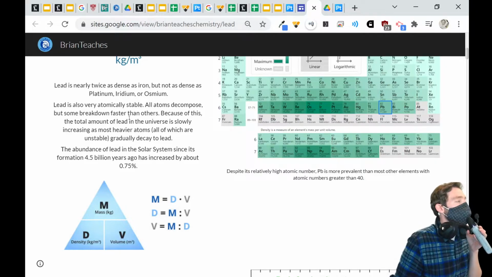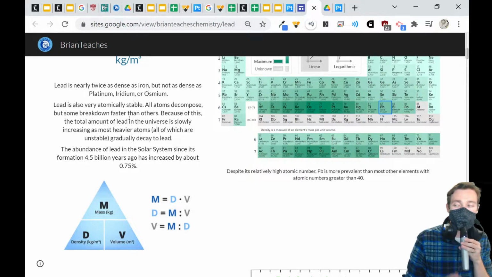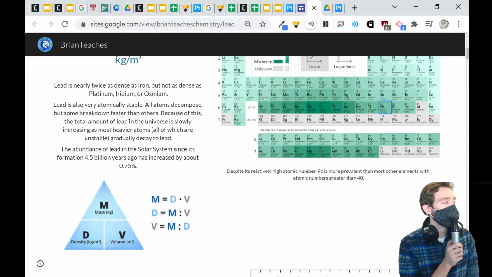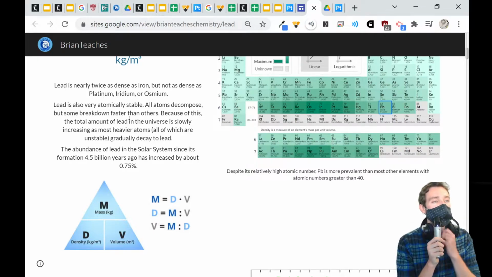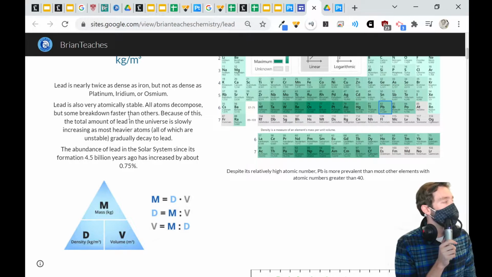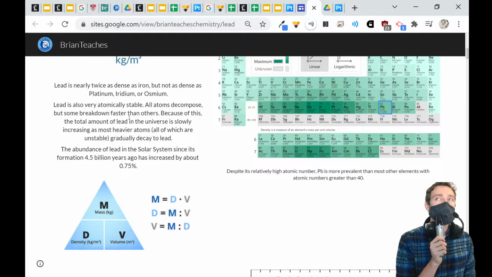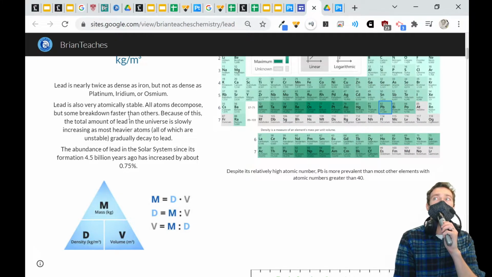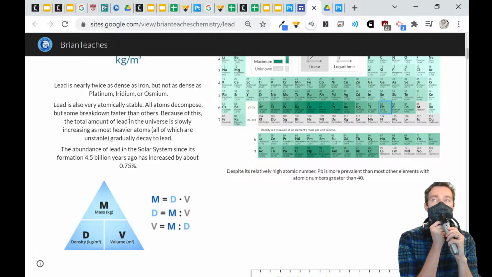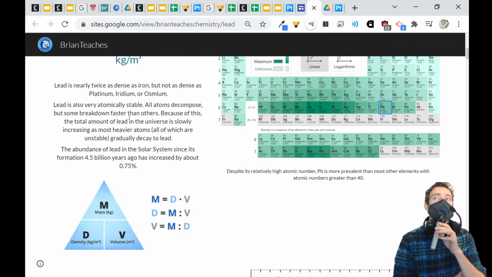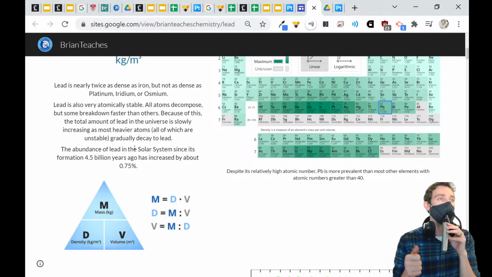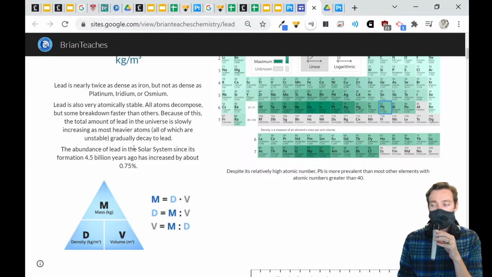Lead is also atomically stable, which means that all of the elements are constantly breaking down. When these elements break down, they have to break down into different elements. I believe that lead is one of the few elements that most of the other elements will start to break down into. Iron is the most stable, I believe, and most elements will tend towards the iron curve. But what this means is that the amount of lead in the solar system has actually gone up over time. So it's just really abundant. There's a lot of it.